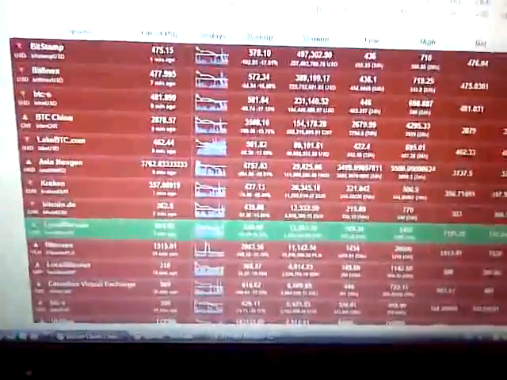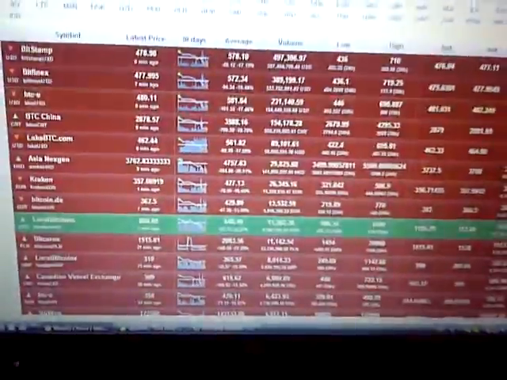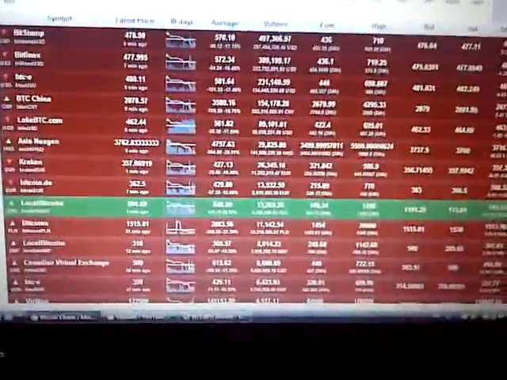Let's have a look at another. This is all getting bloody red, so let's just focus on the tops. The top one's right here.